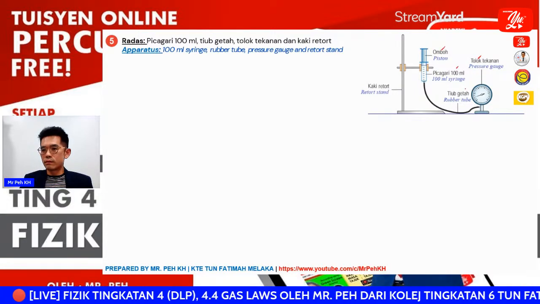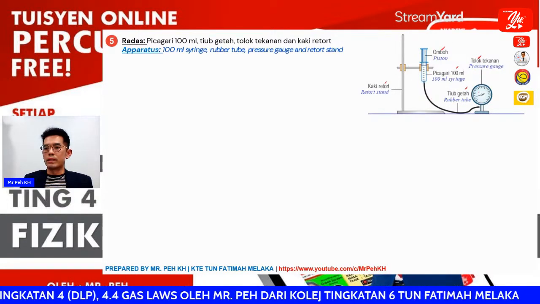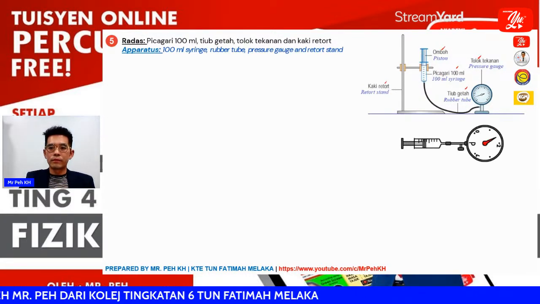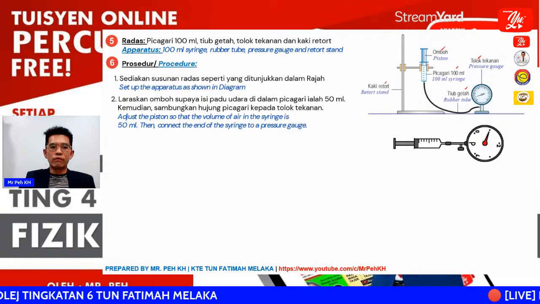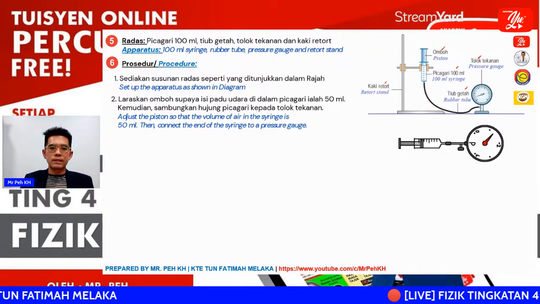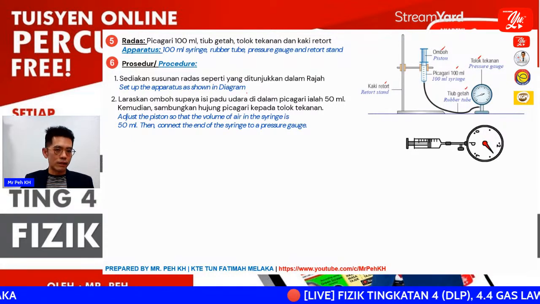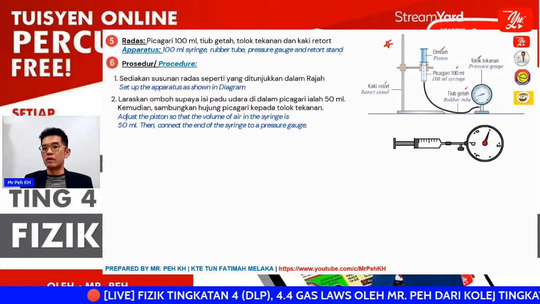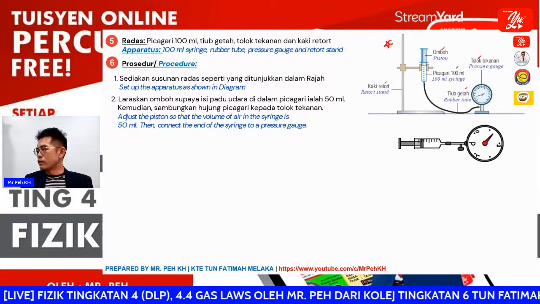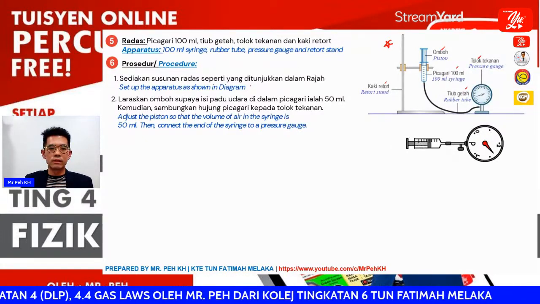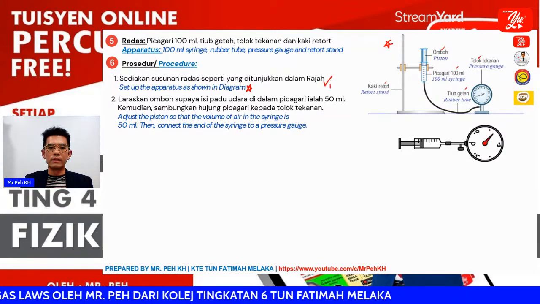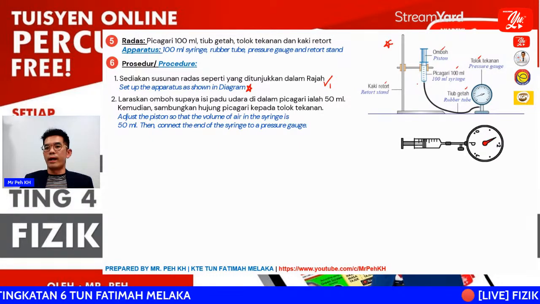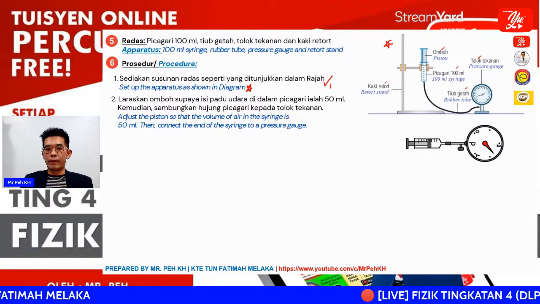So all the apparatus will be arranged as per this figure. Okay, so procedure. First, set out the apparatus as shown in the diagram. Okay, so this is the method of how you write the procedure in paper 3. Firstly, you need to draw the arrangement of the apparatus, and then you give the first sentence. This will be the first mark for the procedure. You need to draw and label the apparatus.